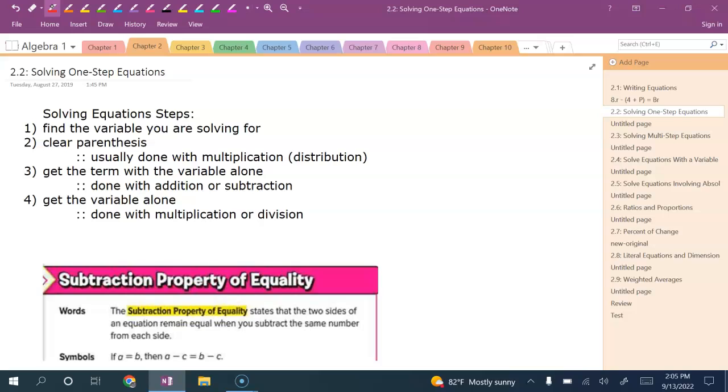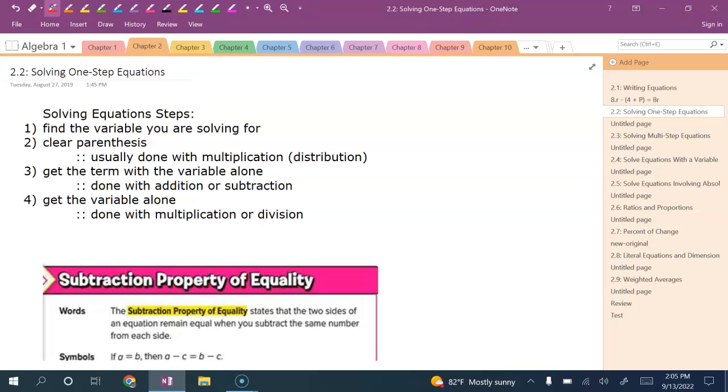Step 2 is to clear any parentheses that you might have, and this is usually done with multiplication or using the distributive property in order to get rid of those first before you start doing anything else in the problem. Once you've gotten those things taken care of, your goal is to get the term that has that variable by itself. Whatever the x is or the y or whatever the letter might be, your goal is to get that letter on its own.